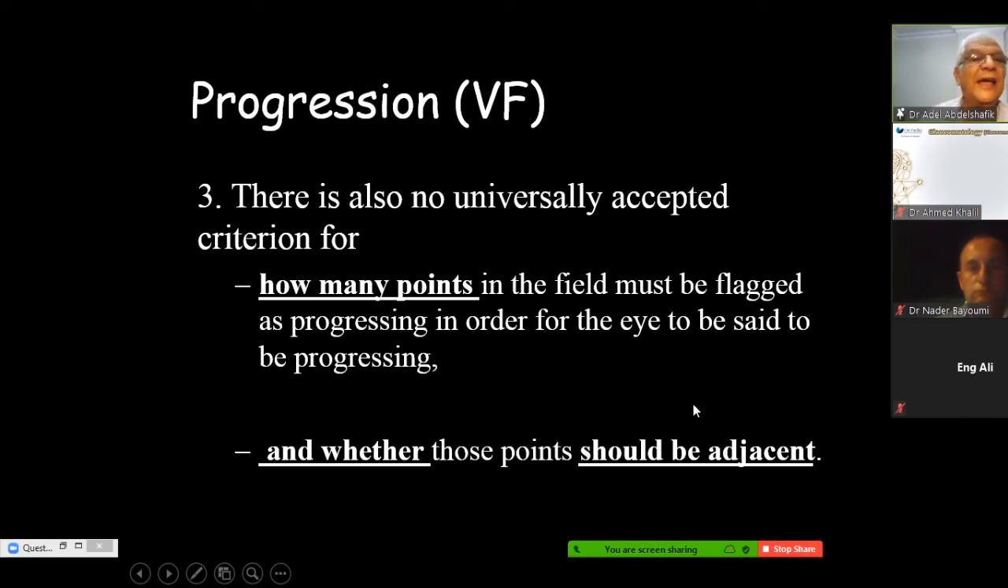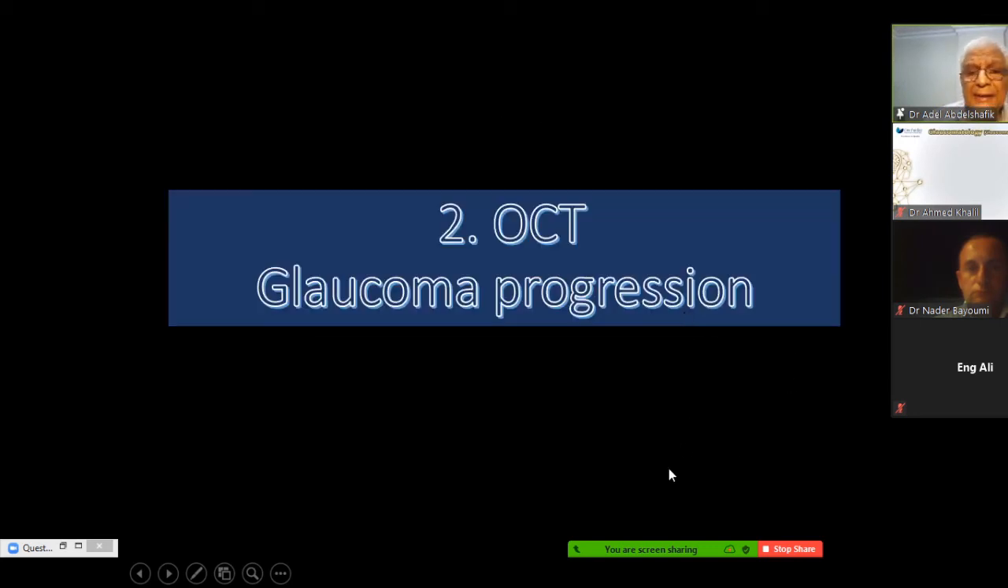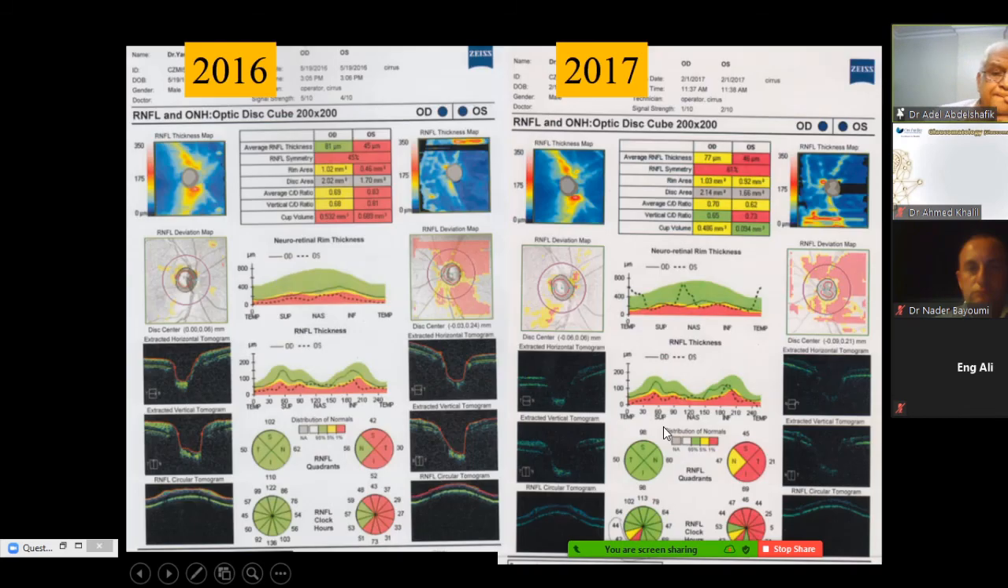So they haven't agreed at all on what the optimal approach to progression is, but still all these algorithms, although not standardized, are very useful to give us proof of progression. Now, what about the OCT?